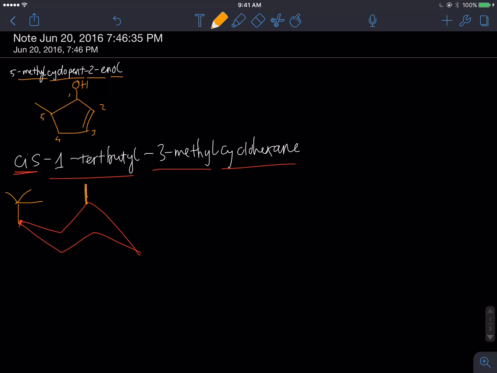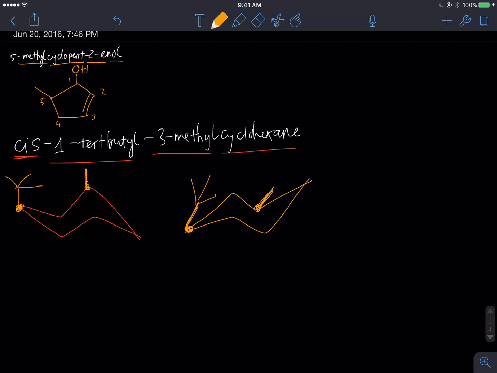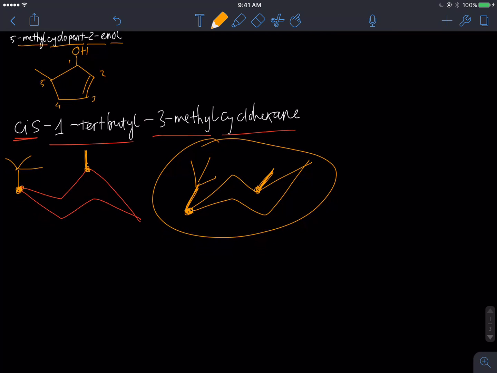So what's the flip form? The flip form is going to be this, right? This carbon right here is which carbon? Because this one is up, so this one had to be up as well. But because we flip it, this one has to flip too. It becomes equatorial. Now which one do you prefer? Which one is more stable? This one, right? Because this one has more equatorial. This one has axials only.